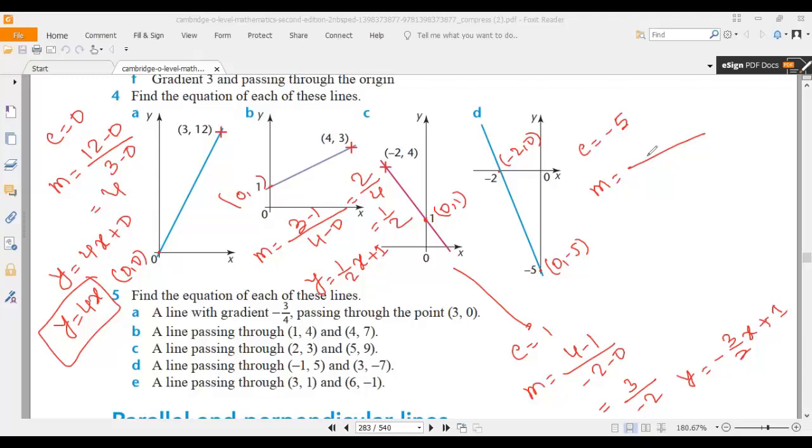Then what will be the gradient? Gradient will be y1 minus y2. That means minus 5 minus 0 by 0 minus minus 2. That means 0 plus 2. Minus 5 by 2 is the gradient.